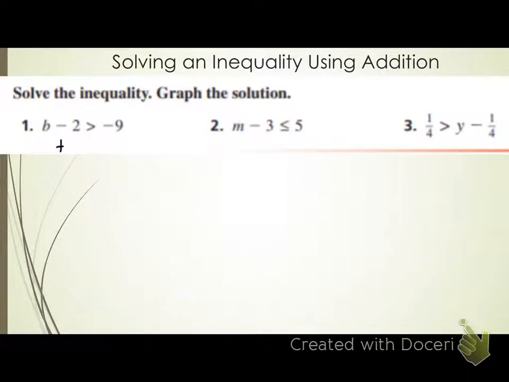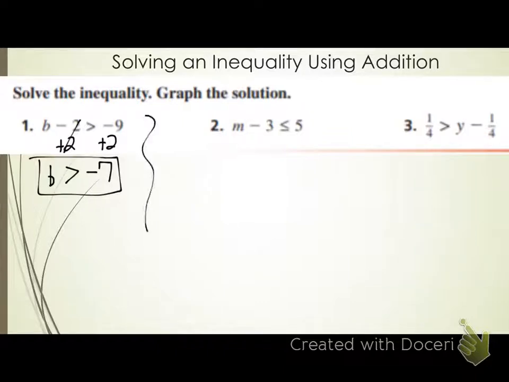Number 1, how do I get b by itself? Add 2 to both sides. B is greater than, what's negative 9 plus 2? Negative 7, very good. Is b now by itself? Yes, it is. There's my answer. There's the inequality that represents all my solutions. Questions on 1? If it does tell you to graph it, I still want you to graph it on your assignment. But like I said, for time's sake, we'll cut it out for now.